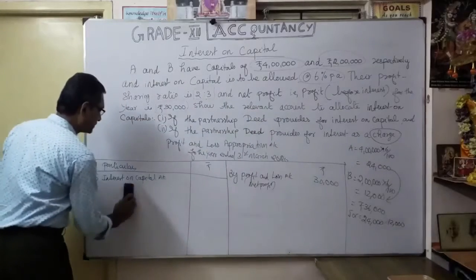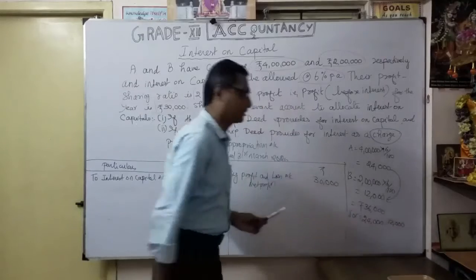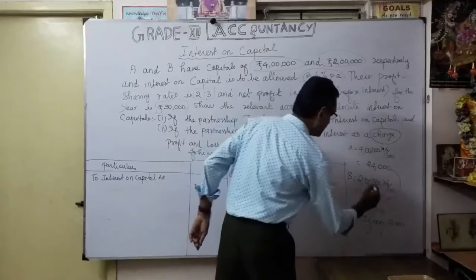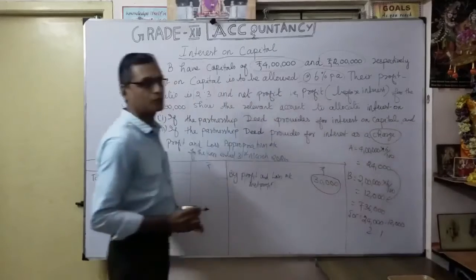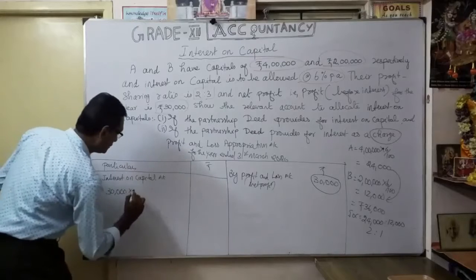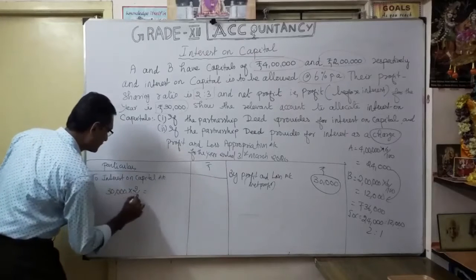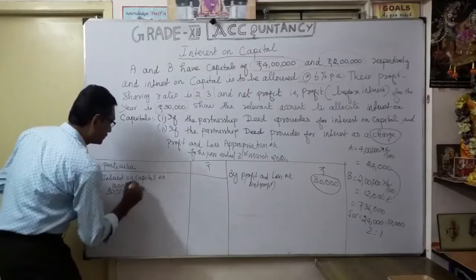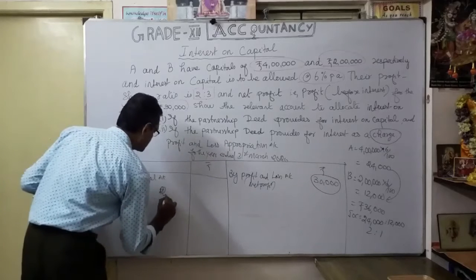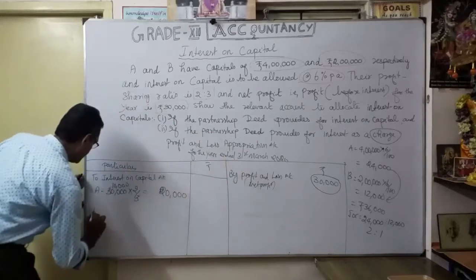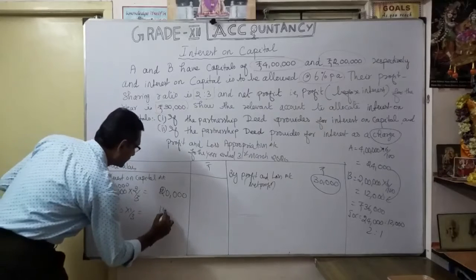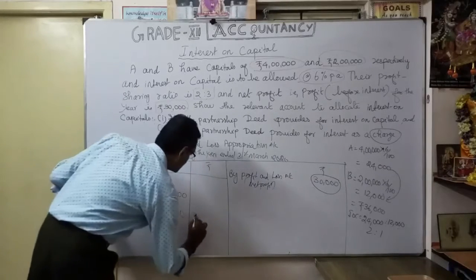The conclusion here is very simple. We have to consider 30,000 as the profit. So at the ratio 2:1, the available profit of only 30,000 is going to be distributed. So 30,000 into 2/3, which is 20,000. A will get only 20,000 as interest on capital. Then B will get from the available profit 30,000 into 1/3, so 10,000. Totally 30,000.